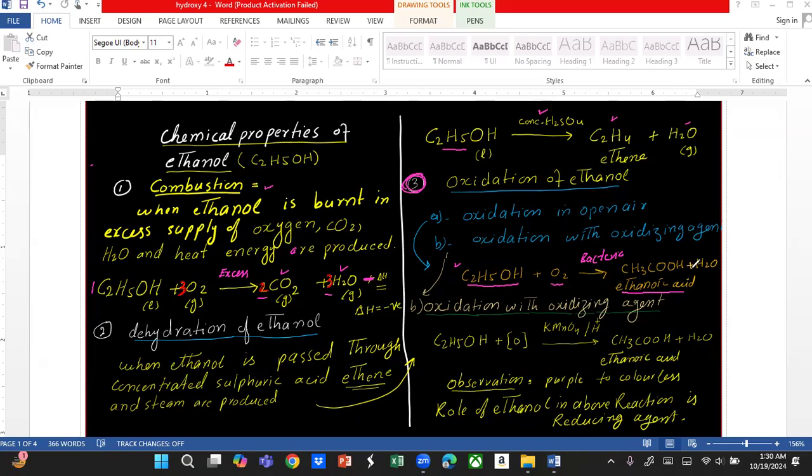Now, the most important reaction and a favorite question of the examiner in CAIE is oxidation with an oxidizing agent. So what happens when ethanol is passed through an oxidizing agent? For example, the oxidizing agent can be potassium manganate, that is KMnO4.